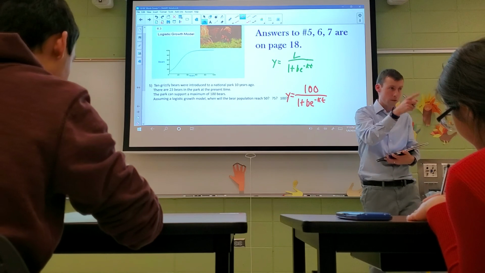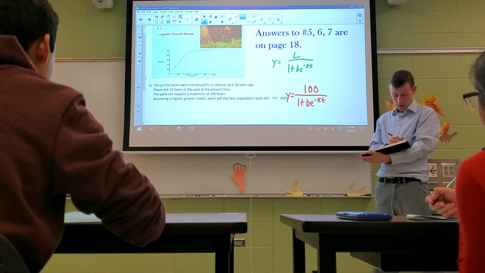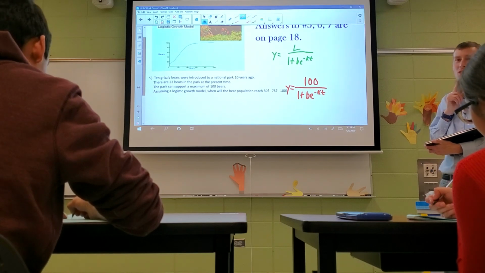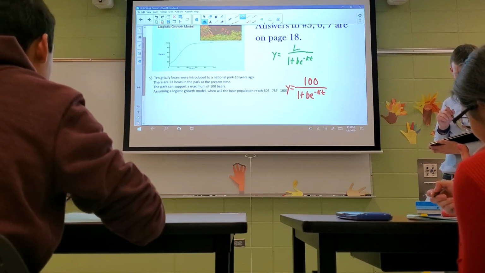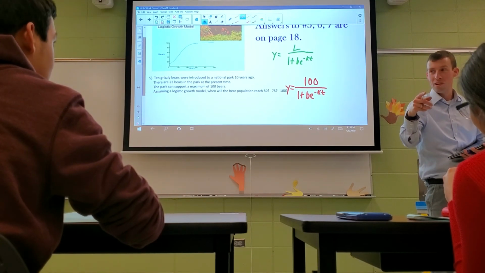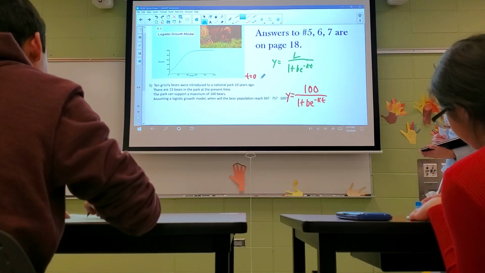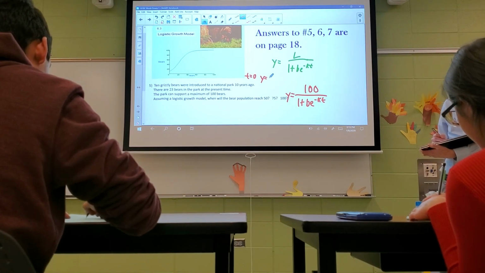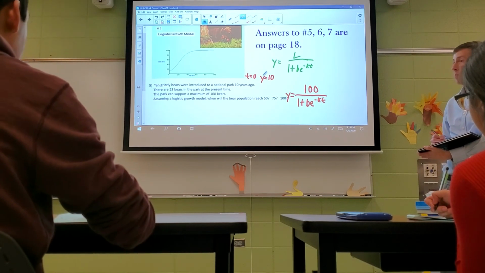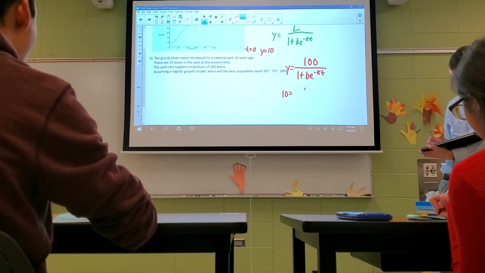What do we need to figure out? b and k. Okay, we've got to figure out these two different things. Let's figure out which one's easier to find first. What we're going to do is plug in the initial condition. So the fact that at time 0, y is 10. Initially, the population was 10. So I'm going to plug in 10 for y. I'm going to plug in 0 for t.